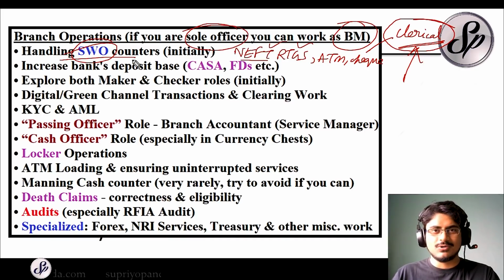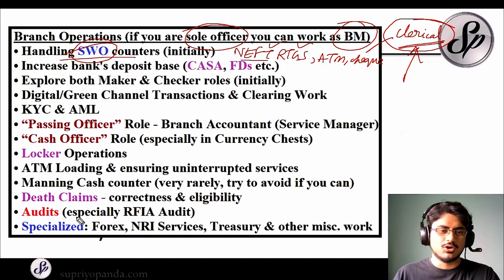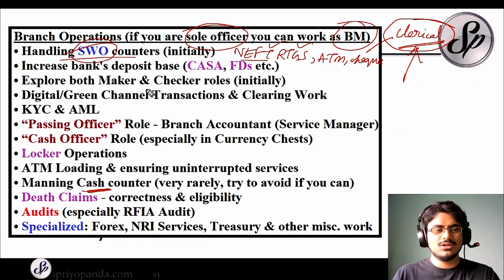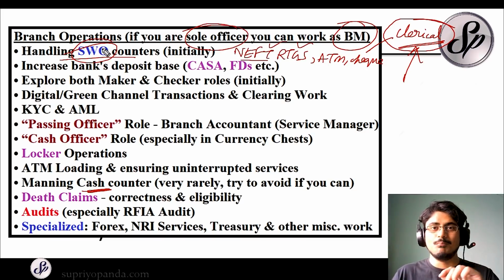So any kind of work can be given in the SWO counter, and all the different kinds of things that you are seeing over here, except for this one, the cash counter. All the other types of work you can actually handle in the SWO counter. And usually in a bank branch, it is the clerical staff who are going to sit at the SWO counter. So they are the people who are going to make the queues, and you are supposed to be passing the queues. So there is the maker and checker concept. I'll just get into that.